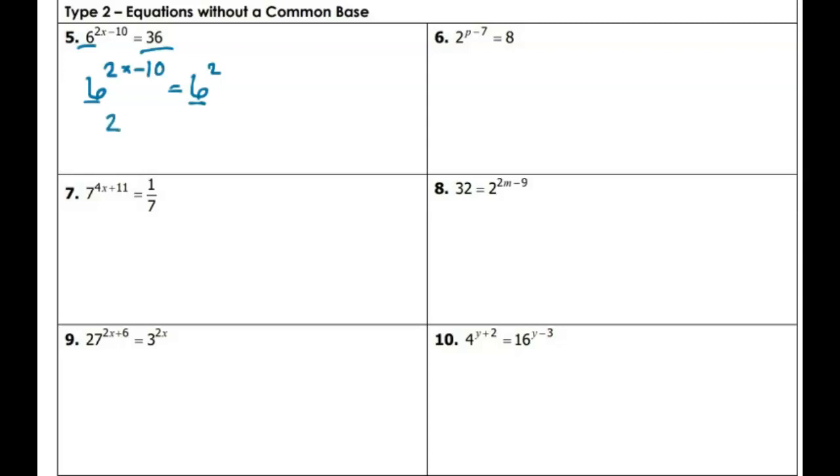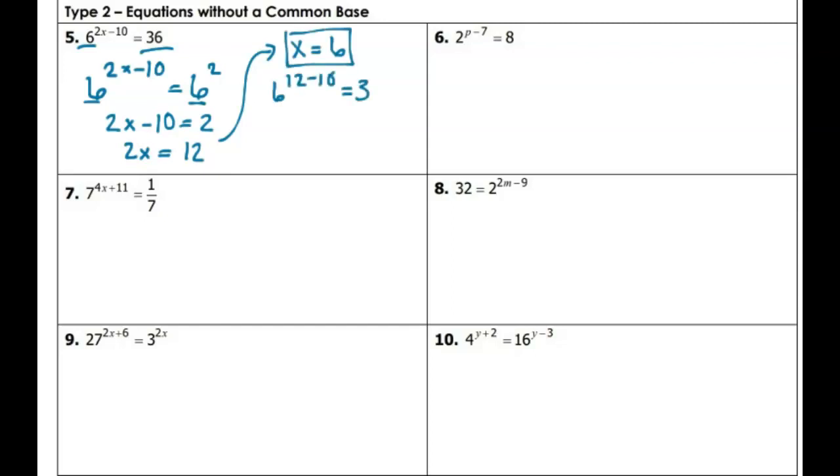So that's the second step: if we make the bases common, then all we have to do is take the exponents and set them equal to each other, and notice that in this case, x has to equal 6. And again, if we check quickly, if we take 6 to the 12th minus 10, that's equal to 36, and so that answer is correct, right?